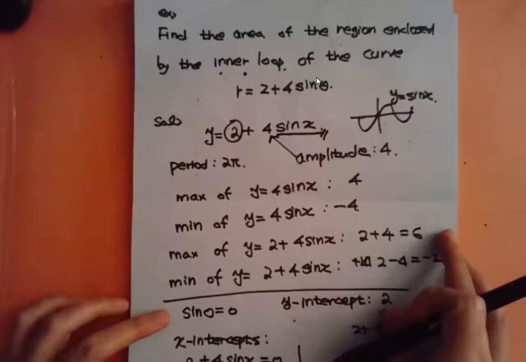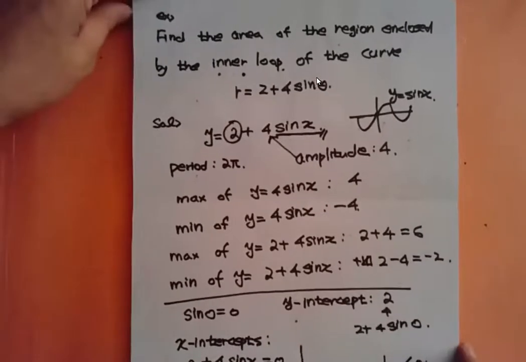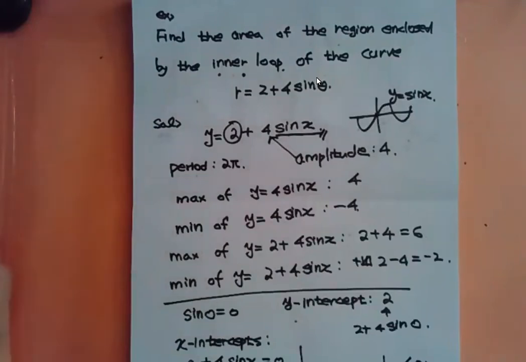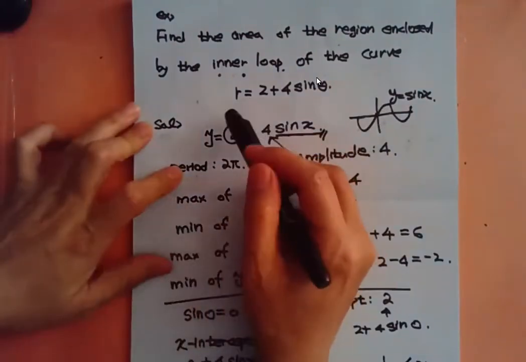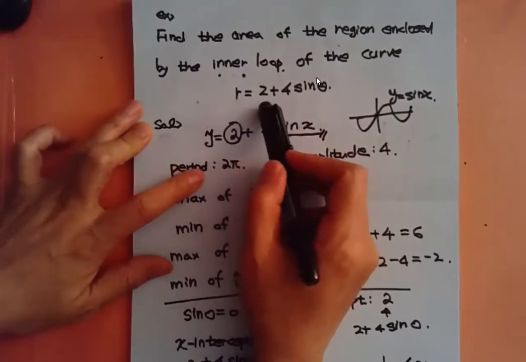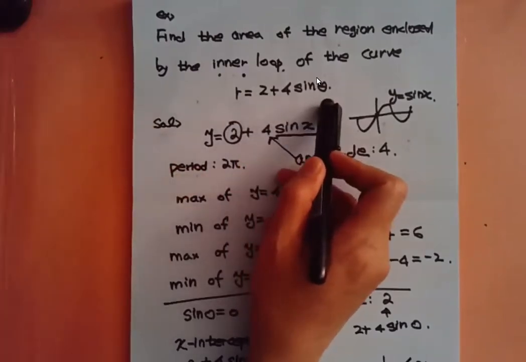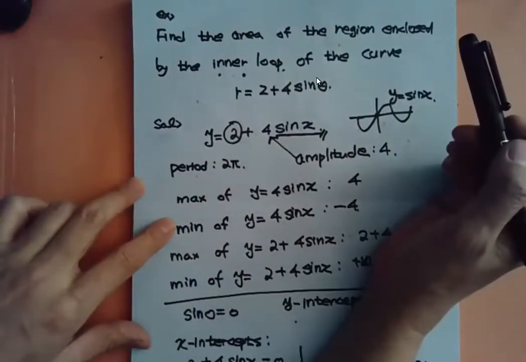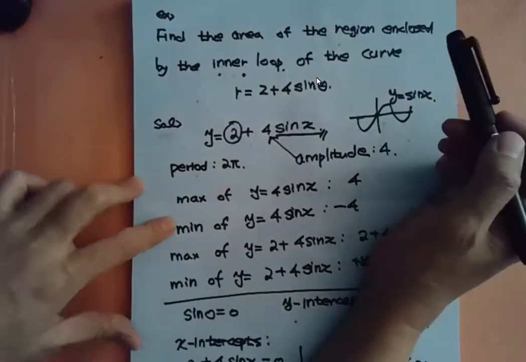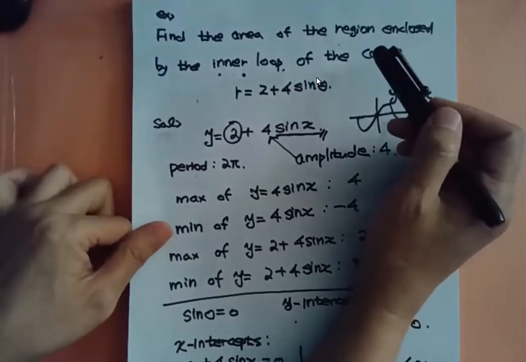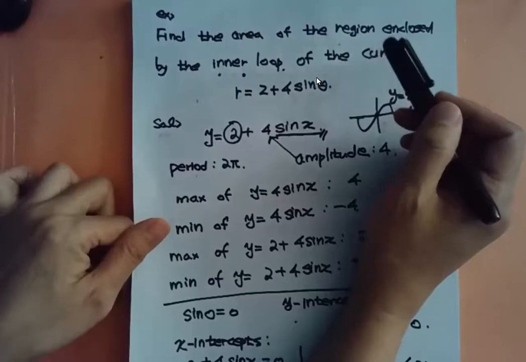Let's go back to the problem we were working on. This is the problem where we were making progress. The polar equation is given as r equals 2 plus 4 sine of theta. What we want to do is find the region enclosed by the inner loop of the curve.